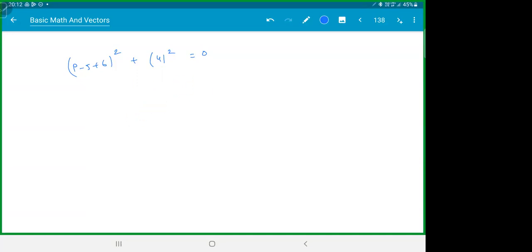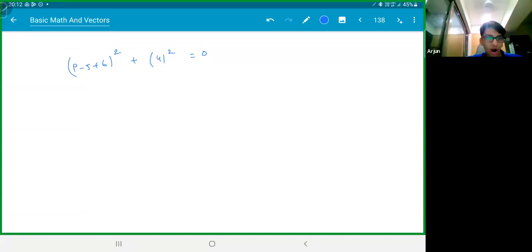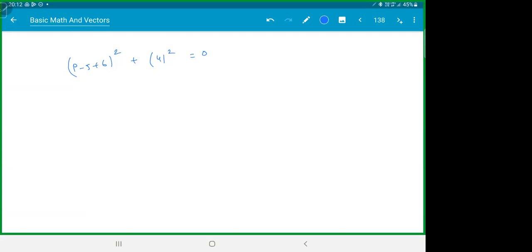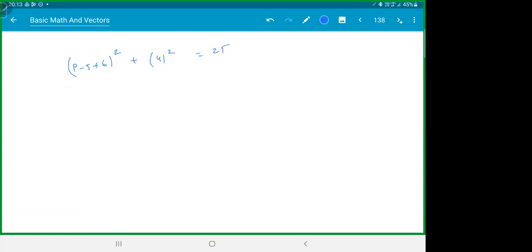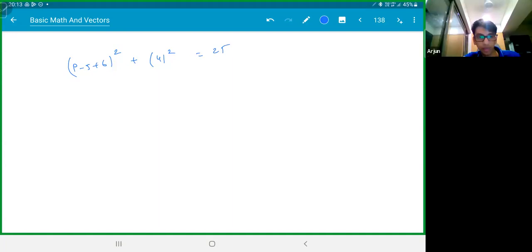Yeah, I must have made a calculation mistake. So what are you getting as the answer now? How did you get the right hand side as 0? Oh, sorry, you said 5 squared, that should be 25, right? Yeah, 5 squared is 25. Correct. So you'll get p plus 1 the whole square equal to 9.